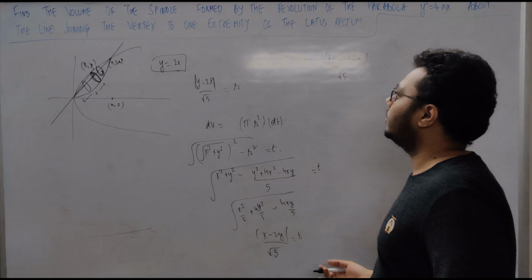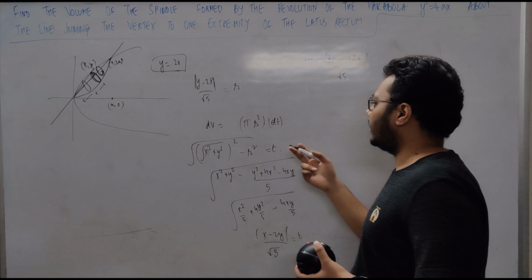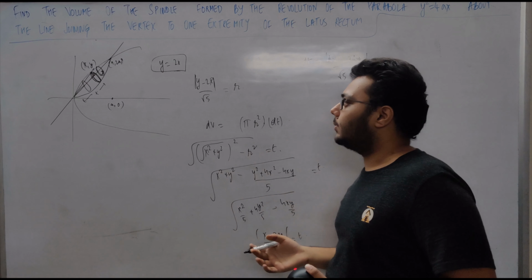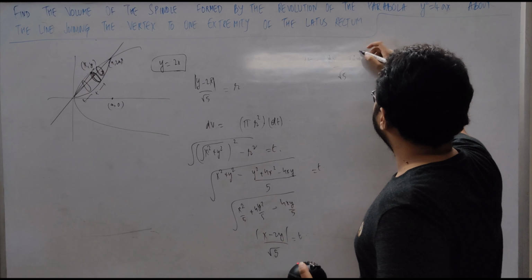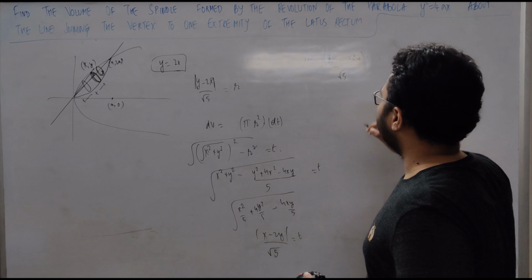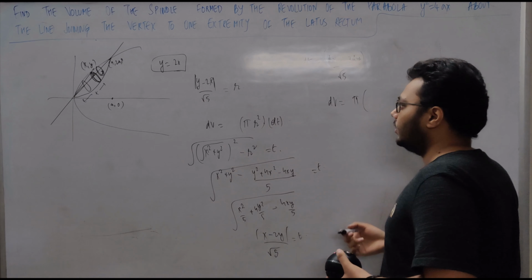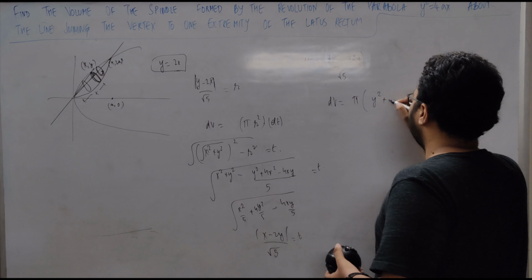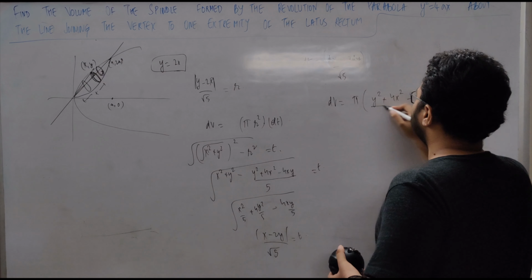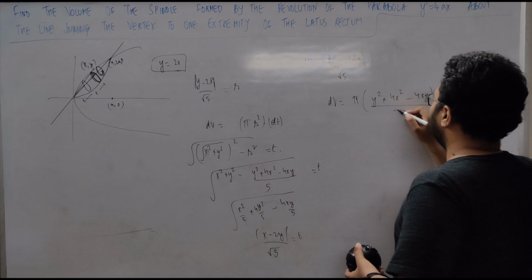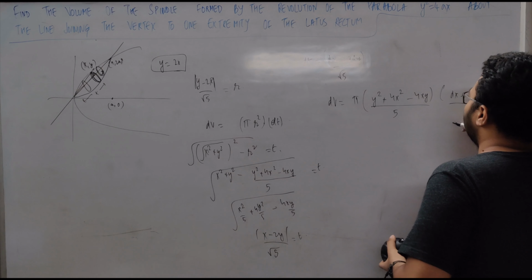We can just ignore the mod because in the total volume, after taking r square and dt, the volume should be positive, so we don't mind the mod. So dt is dx minus 2 dy. So dv is pi r square, where r square is y square plus 4x square minus 4xy whole upon 5, times dx minus 2 dy upon root 5.